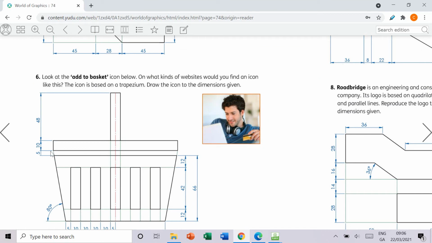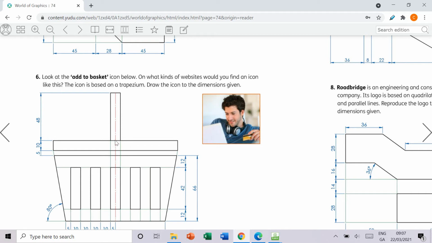So we can see our trapezium shape from this corner here down here, and we're given an 80-degree angle here, across, up at 80 degrees as well. We know that that's up at 80 degrees as well because we have a red dotted line through the center, meaning that this shape is symmetrical. So it can be folded from one side to the other across this line. So draw the icon to the dimensions given. So we're given dimensions here, so we want to draw this icon.